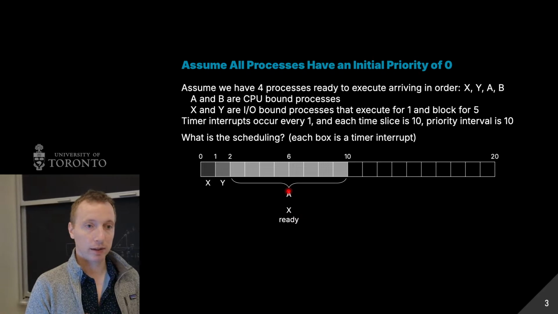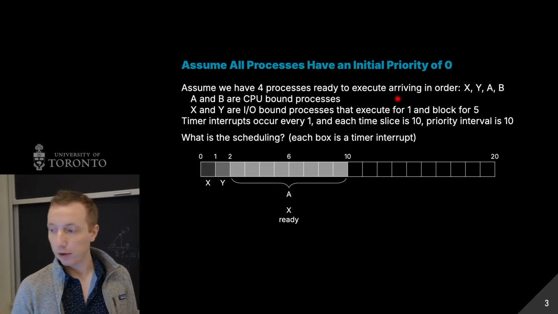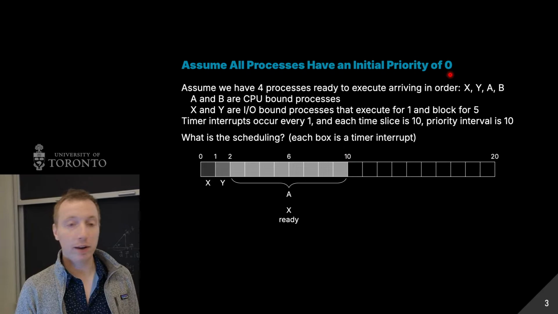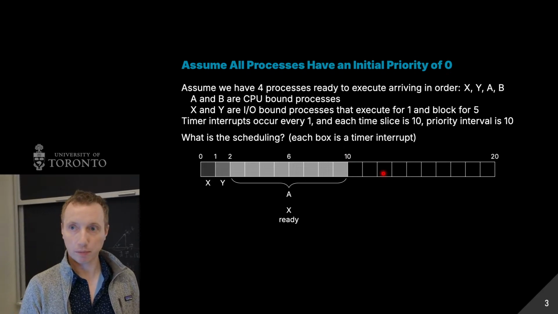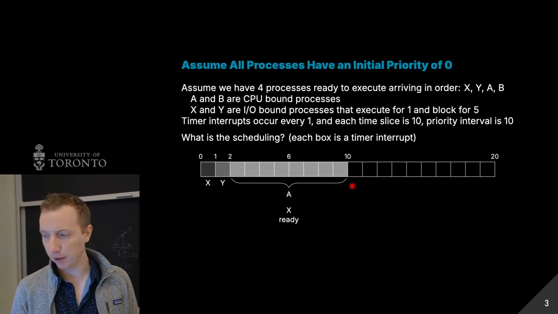Yeah? Why does X and A have the same priority? So we just said that initially they all have the priority of 0. So we'll tweak it and see what the difference is.